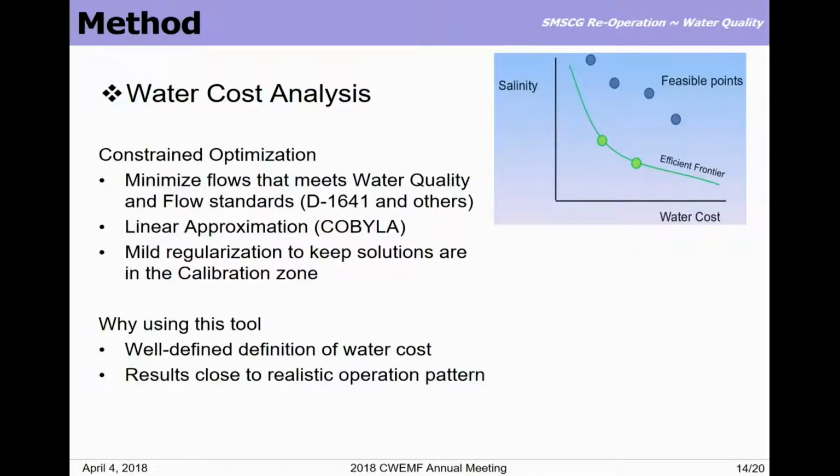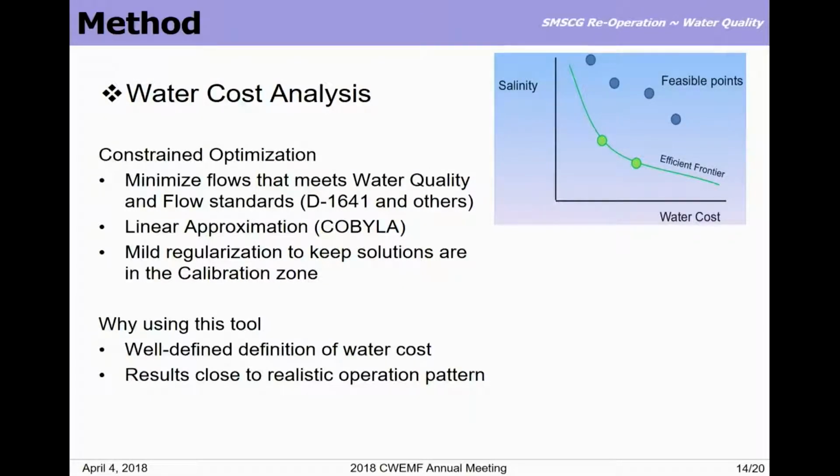So with this tool, some more introduction: we're using a library called Compiler. It's about linear approximation, and we also apply some mild regularization to keep the solution in the calibration zone, which can prevent wacky results and unreasonable or crazy proposals. But the thing about this tool is we can find the efficient frontier which can meet the standard, and at the same time we won't waste the flow.